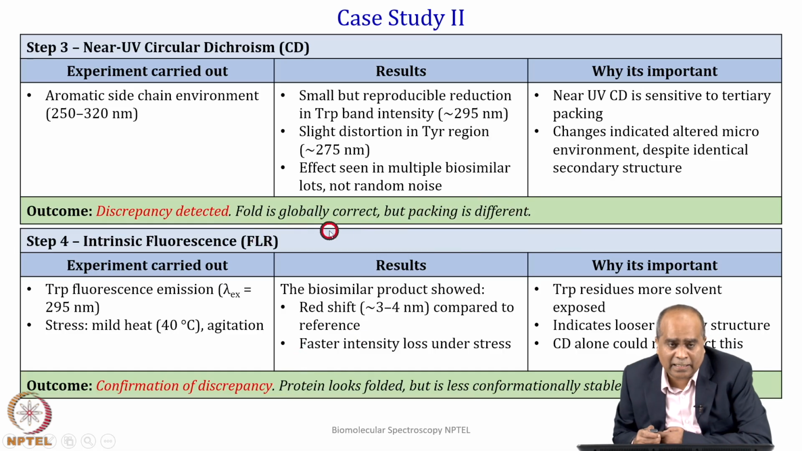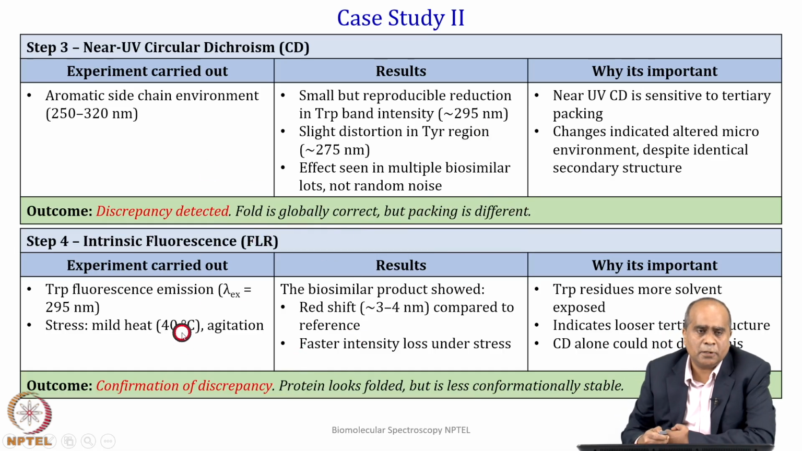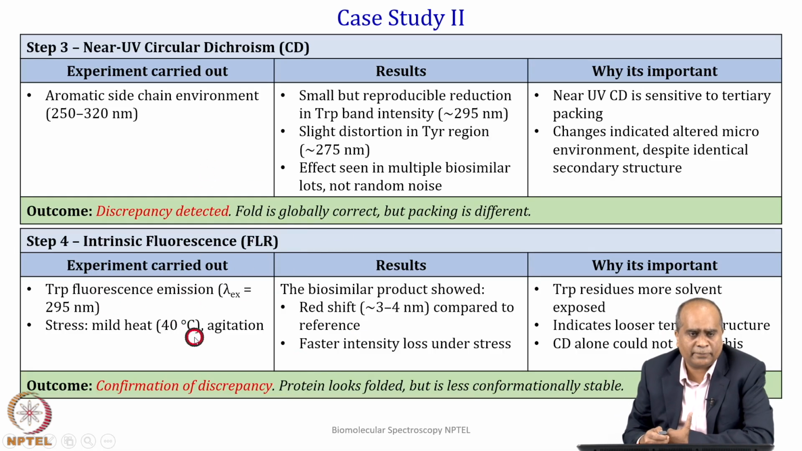To strengthen that, we move to intrinsic fluorescence. What we are measuring here is tryptophan fluorescence emission, exciting at 295 and measuring emission between 320 to 340. If you want, we can also stress the sample a little, agitate it, and do the fluorescence experiment. What we found, even in the lot to lot variation, is a red shift of 3 to 4 nanometer compared to the reference product, and that gives faster intensity loss under stress.